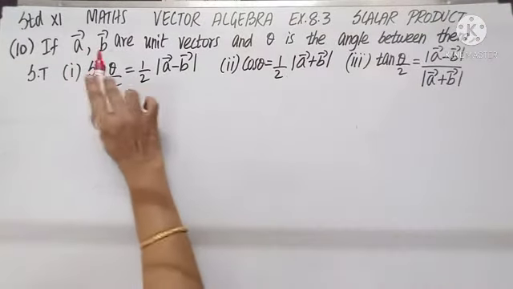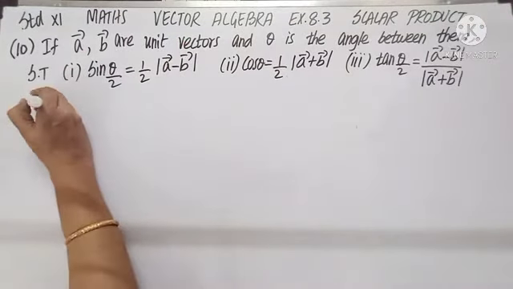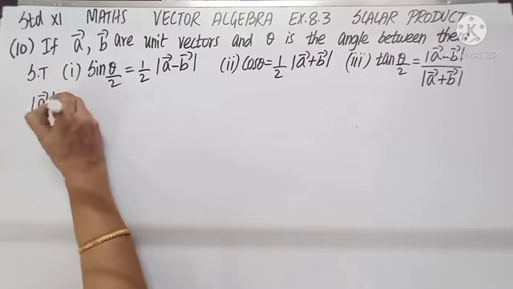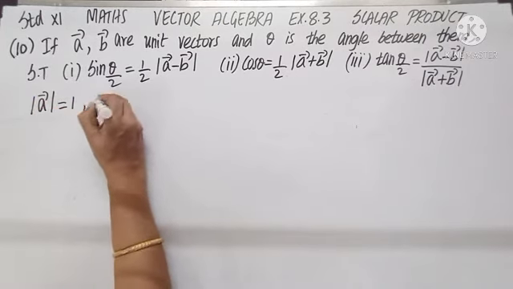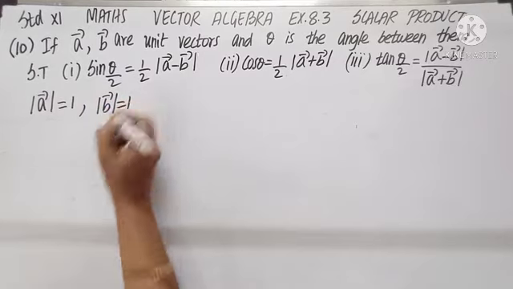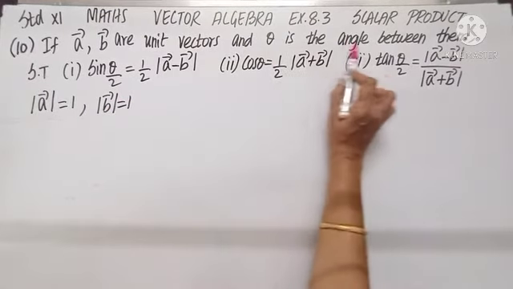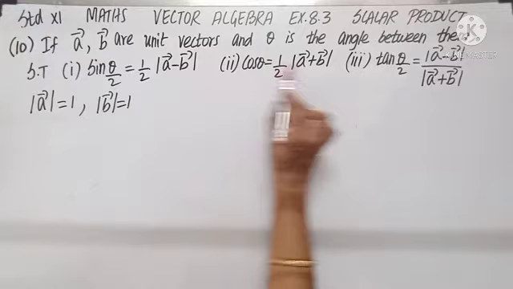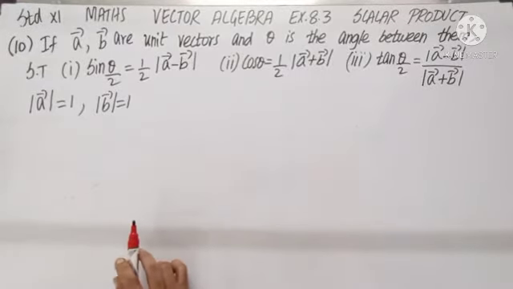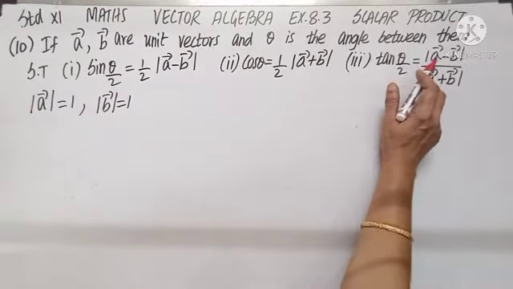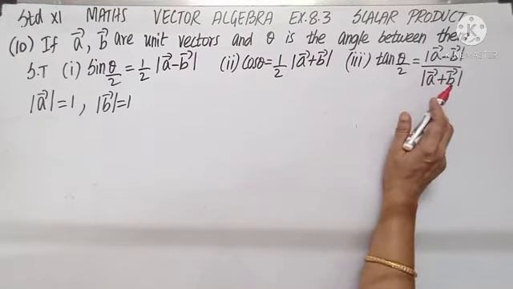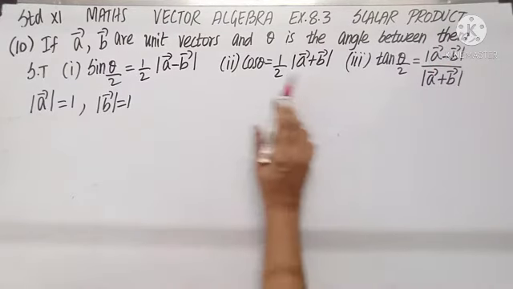If A and B are unit vectors, as I read unit vector, I declare modulus of A is 1 and modulus of B is 1. Theta is the angle between them. We need to show these three results. In all the three results, modulus of A minus B and modulus of A plus B are coming.